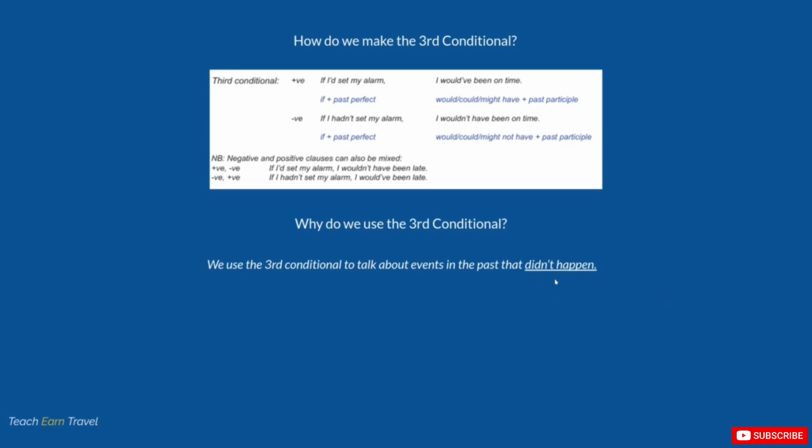Events that didn't happen. Okay, we use the third conditional to talk about events in the past that didn't happen, and get them to read again. These are just my examples. You can write sentences in your own way. We use, and get the student to read here and just highlight the important parts. These things didn't happen. It's our imagination.